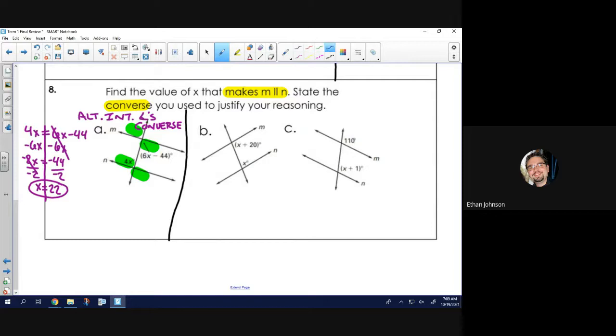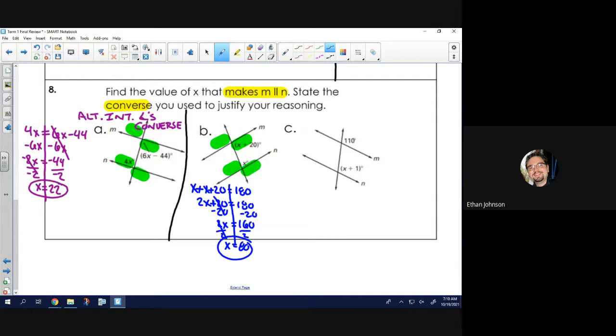For the second one, once again, we can do our highlight trick. Same color, set equal, different colors add to 180. So these are different colors. So I know x plus 20 equals 180. Combine like terms, I get 2x plus 20 equals 180. Subtract 20 from both sides. 2x equals 160. Divide by 2. X equals 80.